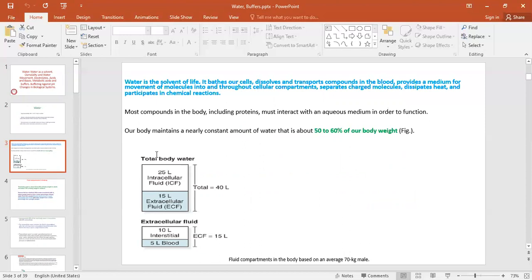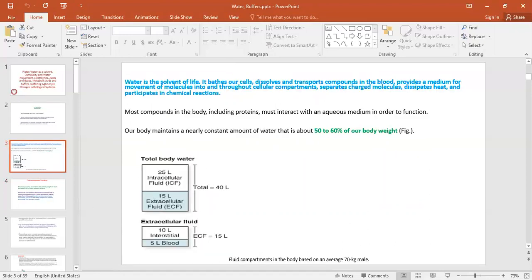It bathes our cells, dissolves and transports compounds in the blood, provides medium for movement of molecules into and throughout cellular compartments, separates charged molecules, dissipates heat, and participates in chemical reactions. So our body maintains a nearly constant amount of water. That's about 50 to 60% of our body weight. And total body water, that composition you need to know.